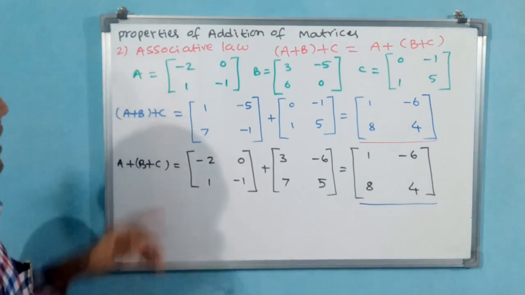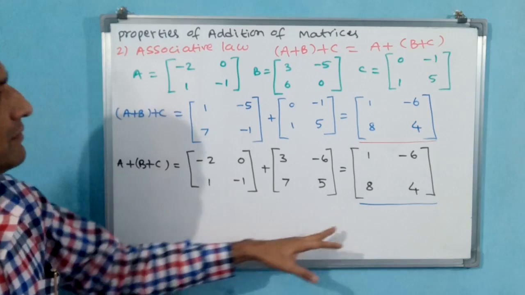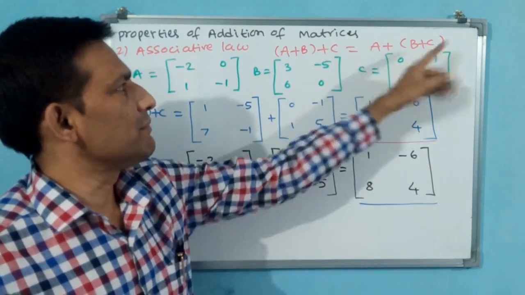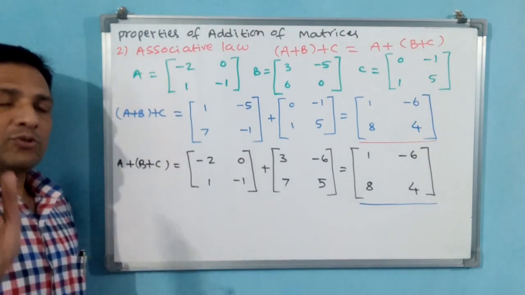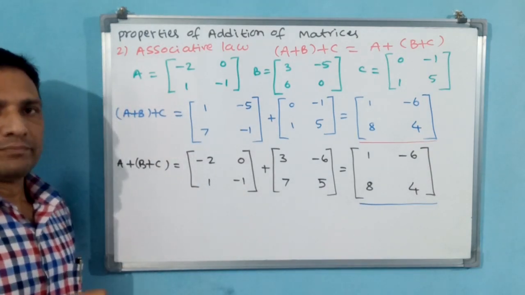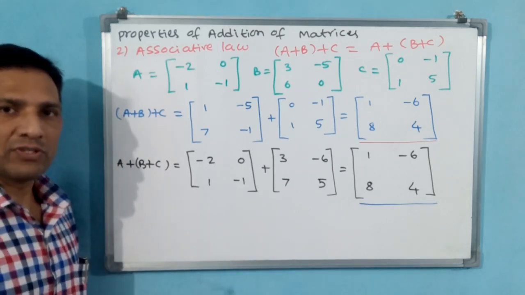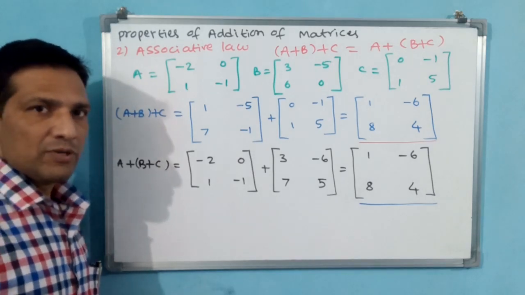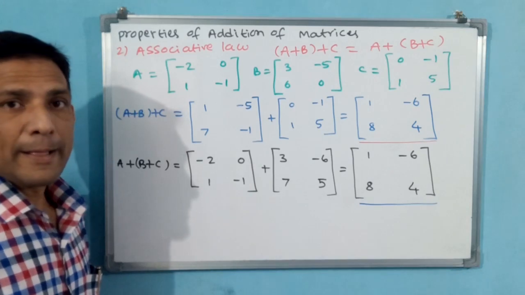Can we say that (A + B) + C is equal to A + (B + C)? Definitely yes. Why? Because practically we have seen (A + B) + C is equal to A + (B + C). Okay. Now we can say that associative law is valid. Commutative law already we have seen with example. Associative law also we have seen with example. Okay. Now next property we see. Next property is what?